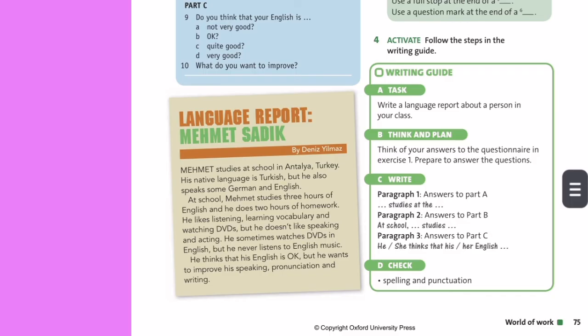Exercise 4. Activate: follow the steps in the writing guide. Writing guide. A. Write a language report about a person in your class. B. Think and plan. Think of your answers to the questionnaire. In exercise 1, prepare to answer the questions.